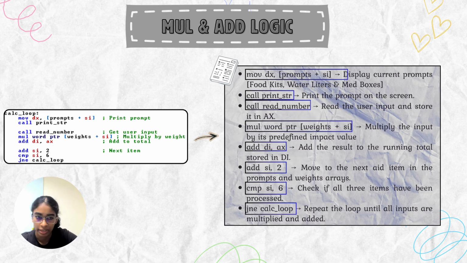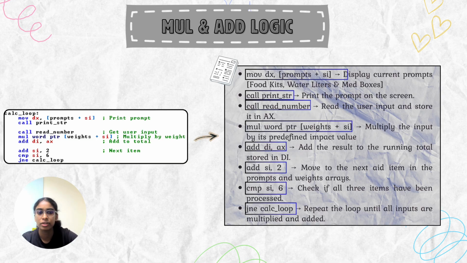As we can see in this code, we are going to talk about how the calculation handles all 8 items. Firstly, the display is going to show us all the current items, such as food kits, water liters, or medical boxes. We are going to use the move prompt plus SI into the data register and call the print string. The user input is later read using the call write number, as we can see. Each input is going to be multiplied by its predefined weight using the multiply, MUL, instruction. And the predefined weight has been explained, if I'm not mistaken, by Ayin in the previous slide.